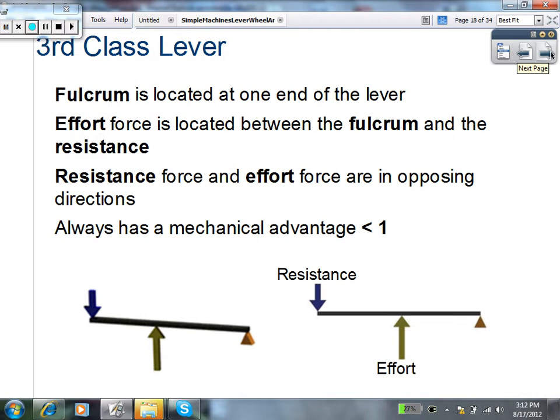In a third-class lever, the fulcrum is still located at one end of the lever, but the effort force is the one that's located in the middle between the fulcrum and the resistance. The resistance force and the effort force are in opposing directions, and it's not critical which one goes up and which one goes down. It's just that they're going to be in opposite directions, and it will always have a mechanical advantage of less than 1.